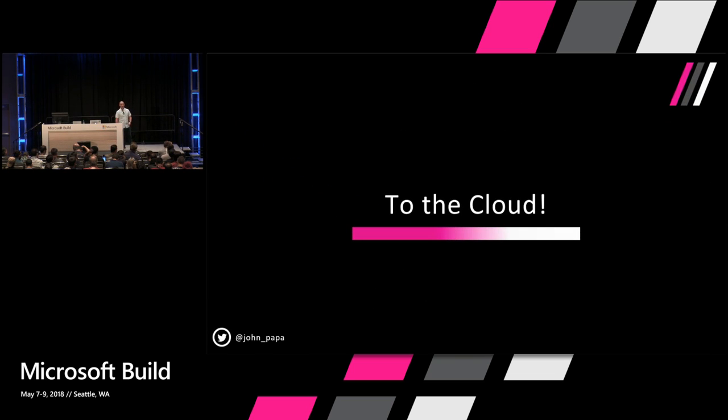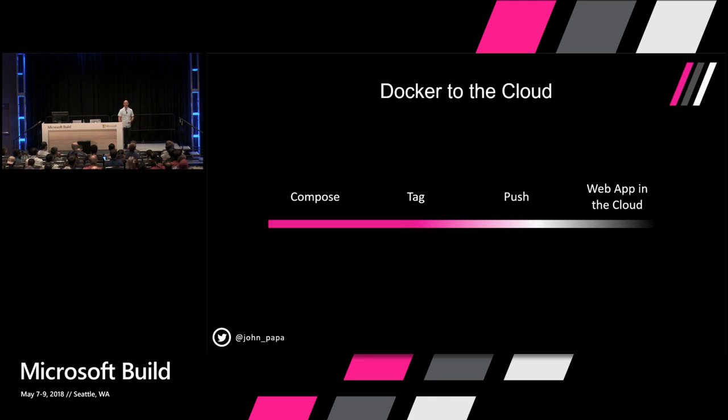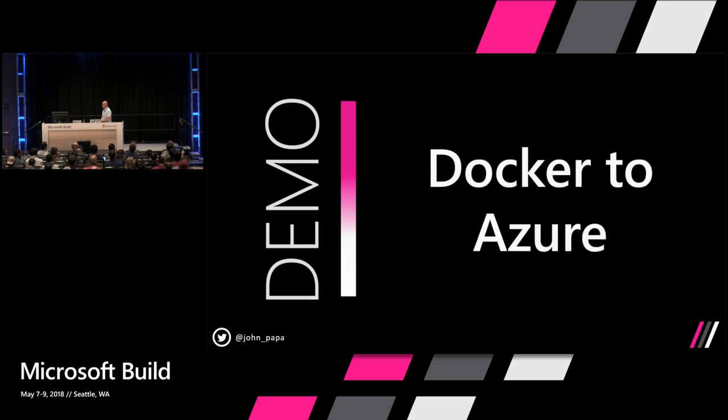So from there, we can take it right to the cloud. So the idea here is we're going to compose our app. We're going to tag it, give it a name so it knows where to go. We're then going to push it up to that container registry. Once it's in the container registry, we should be able to see the web app in the cloud. Let's see if John is full of it.